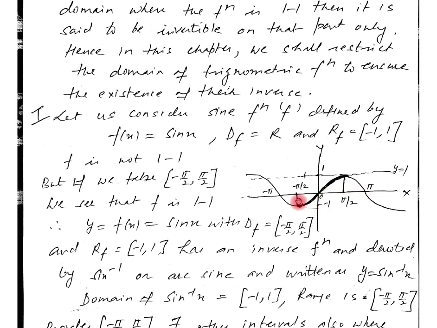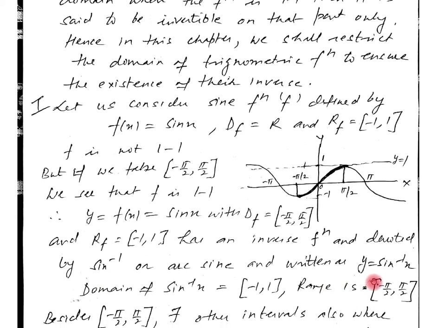So we can say from this interval to this range the function is what? One-one and onto, and then we can find out the inverse of this function in this domain and in this range. It means it has an inverse function, and it is denoted by sine inverse and written as y equal to sine inverse x.